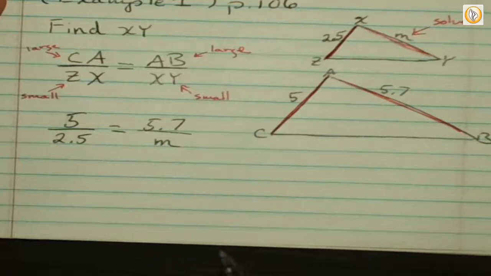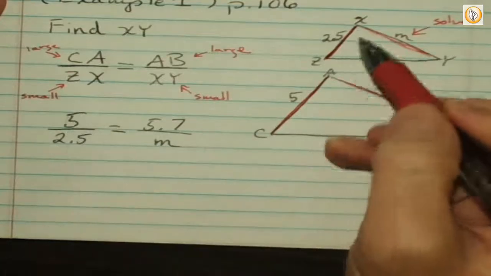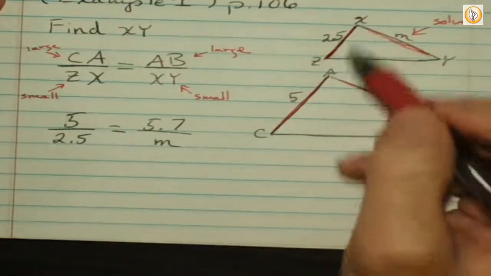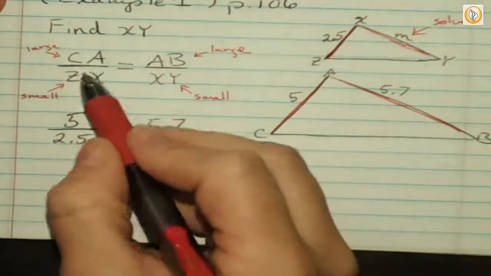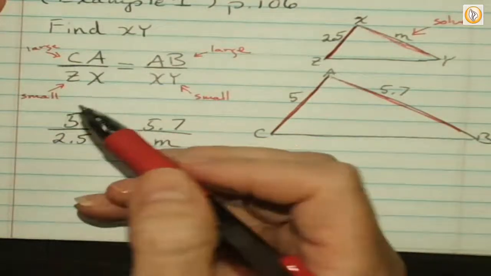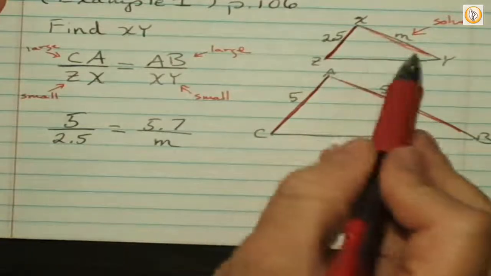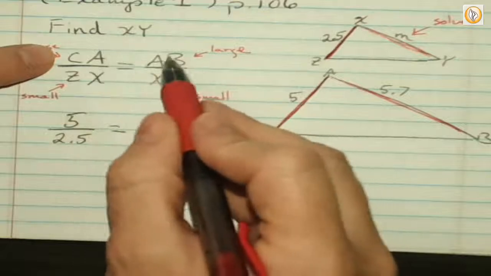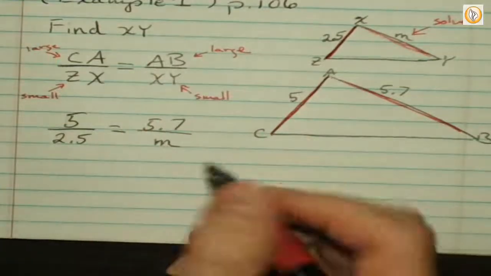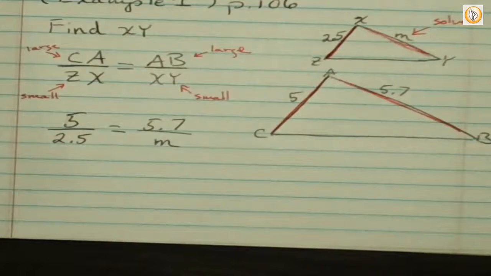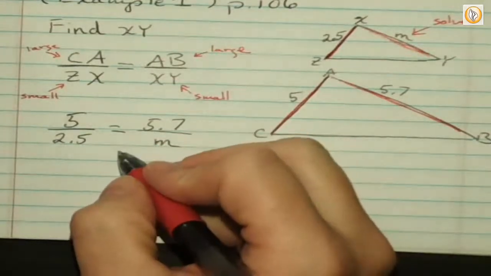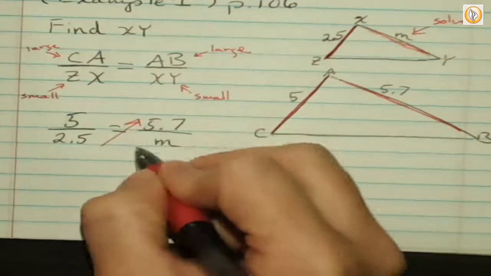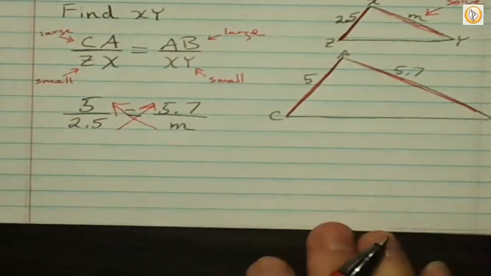Matthew, do you see what I'm doing here? You first try to find the sides that already have measurements, corresponding sides, and I set it up large and small. You can flip it, it doesn't matter. And then the next two sides: if I'm going to put the large one on top, then I have to put the large one on top over here. Now we cross multiply. Guys, if I write arrows on here, you are too. We are cross multiplying. Notice my arrows are going up.